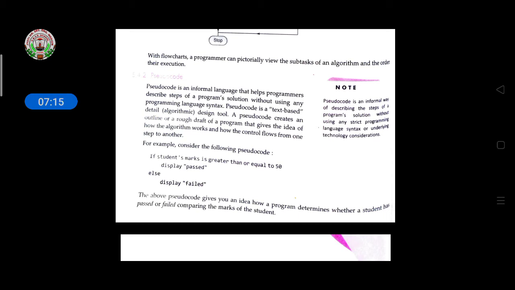So here it shows it is not using any syntax. You simply write your conditions and what you want to display for the condition being true and false. For example, if student marks is greater than or equal to 50 then display passed, else display failed. Like this, in pseudocode we are not using any syntax, only writing the conditions of the program.